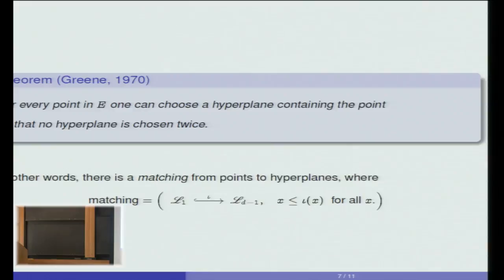So in other words, for every point in your collection E, you can choose a hyperplane containing that point so that no hyperplane is chosen twice. So combinatorially, there is a matching from the set of points to the set of hyperplanes.